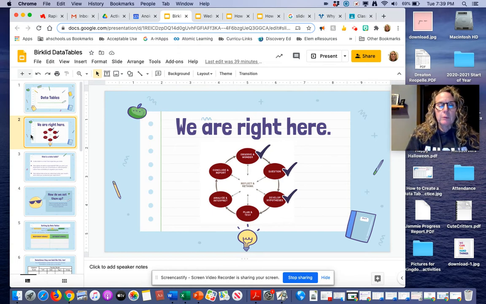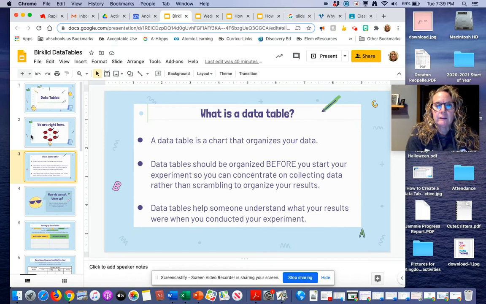But today we're going to talk about making data tables. And so data tables is part of plan and test. We need to complete this here so that when we're done with our experiment, we have a place to put our information so we can collect our data into one spot. So what exactly is a data table?